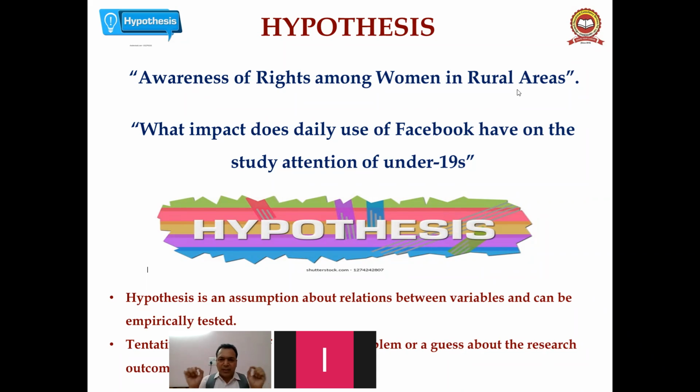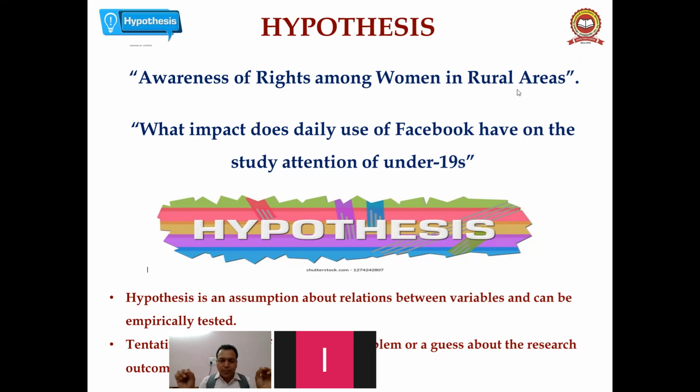Similarly, the second research topic is what impact does daily use of Facebook have on the study attentions of under 19s? So that means in this topic, first of all, we have to see whether there is an existence of dependent variable and independent variable. So we see in this statement, we have the dependent variable of adolescent and independent variable of social media, means Facebook, because we want to check the effect of independent variable on the dependent variable, means in simple terms, the effect or impact of Facebook on the dependent variable which is adolescent.